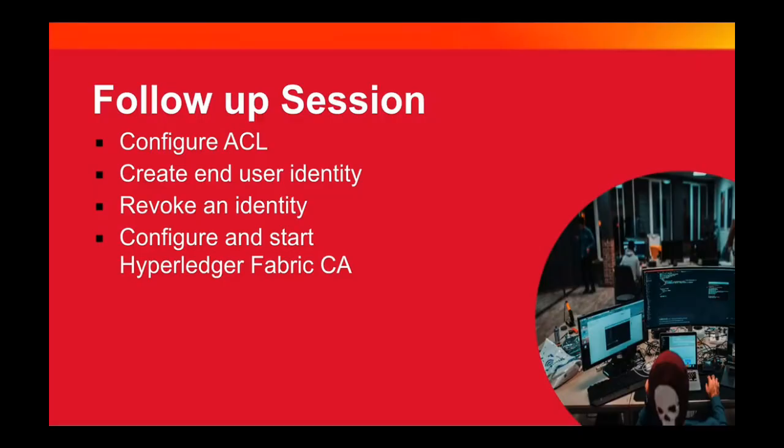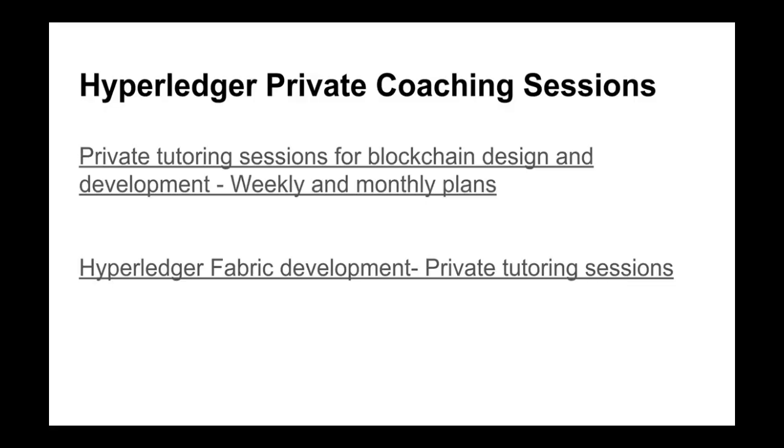So that is it for this lecture. In the next lecture, we are going to look into how to configure the ACL, how to create end user identity, how to revoke an identity, and how to configure and start Hyperledger Fabric CA. That is it for this lecture.